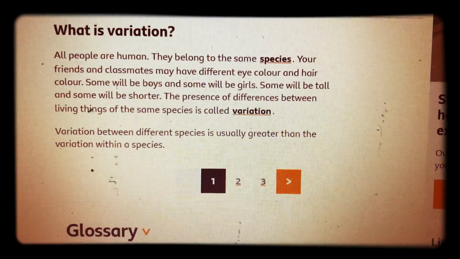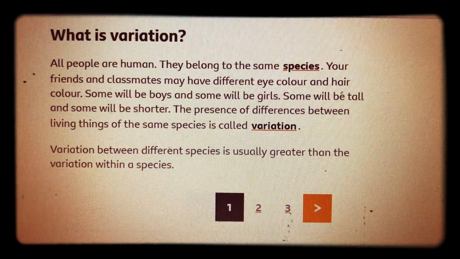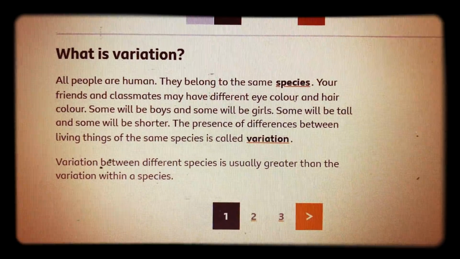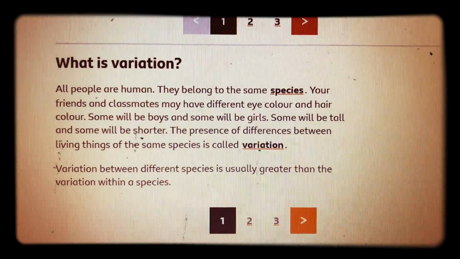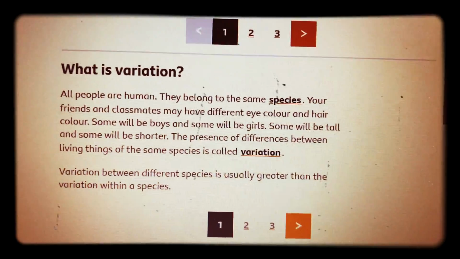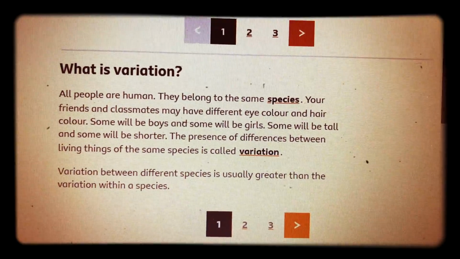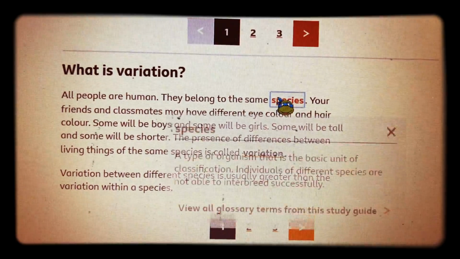So, just to recap, what is variation? All people are humans, they belong to the same species. Your friends and classmates may have different eye colour and hair colour to you. Some will be boys, some will be girls, some are tall, some are short. The presence of these differences between living things of the same species is called variation.